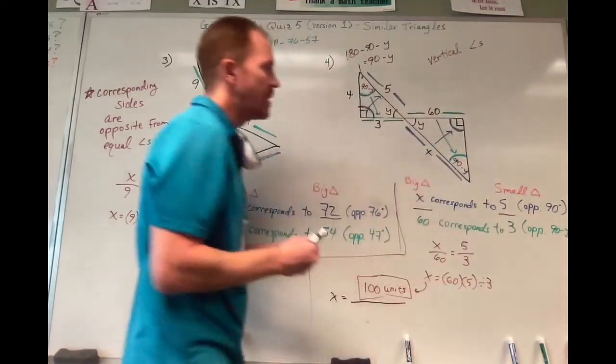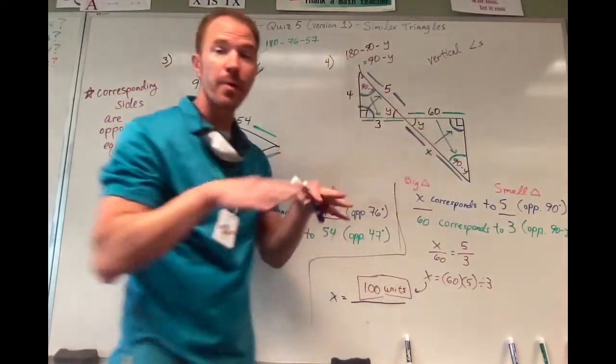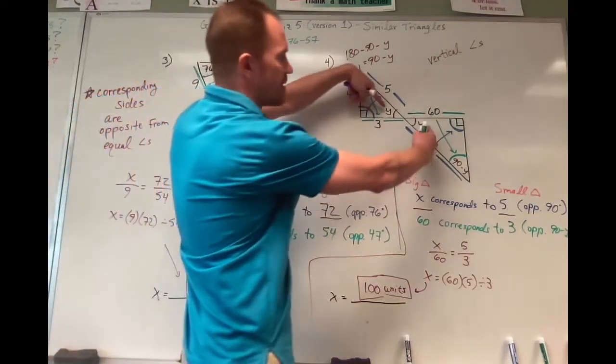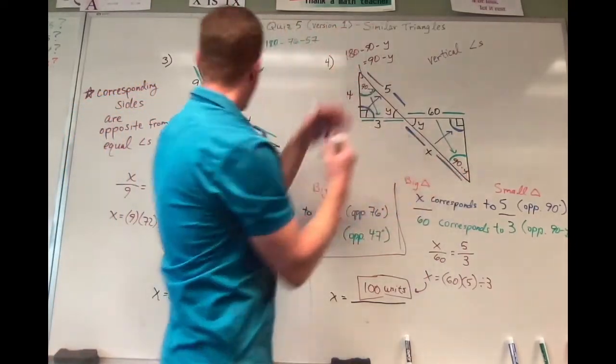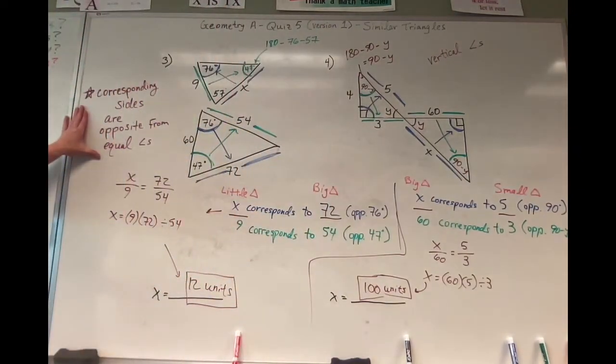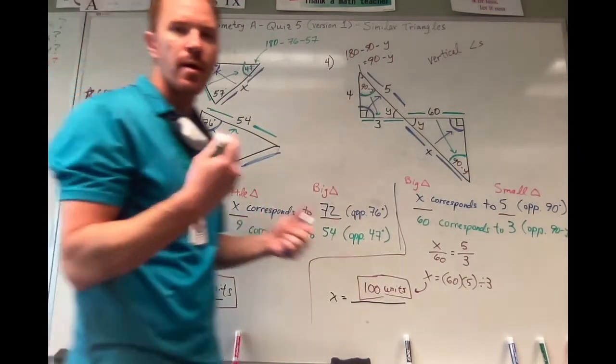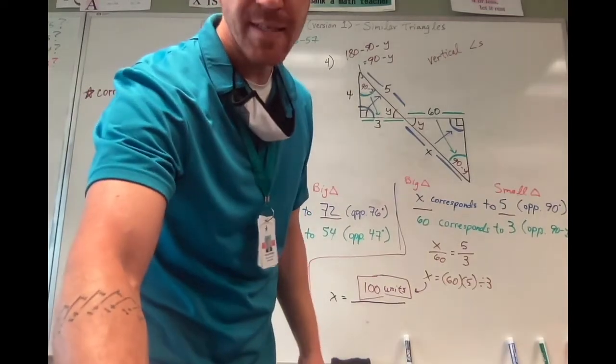But it doesn't matter for our purposes right now. It doesn't matter what these angle measurements are. It only matters that they're equal. And it matters that these are equal because, again, corresponding sides are opposite from equal angles. Okay. We'll do one more video for number 5, but that's it for 3 and 4.